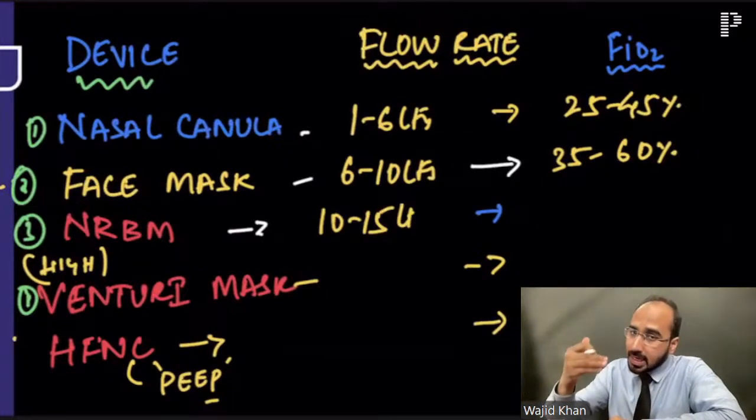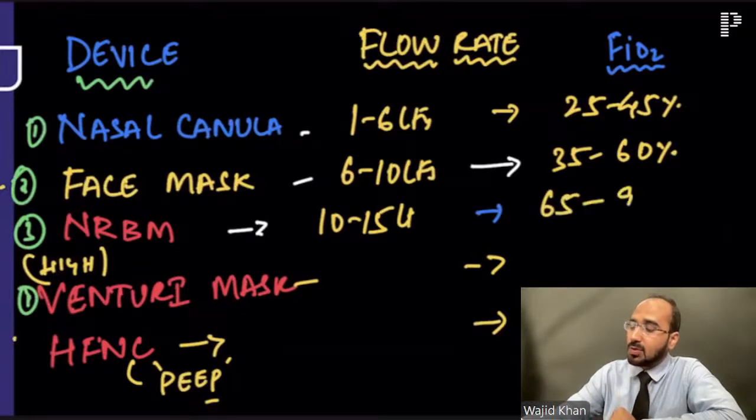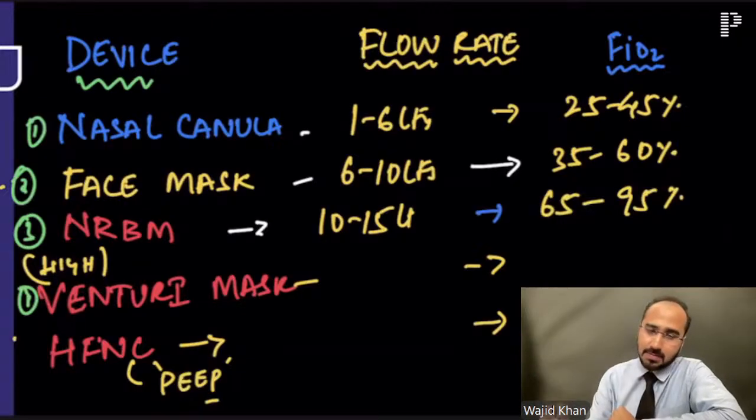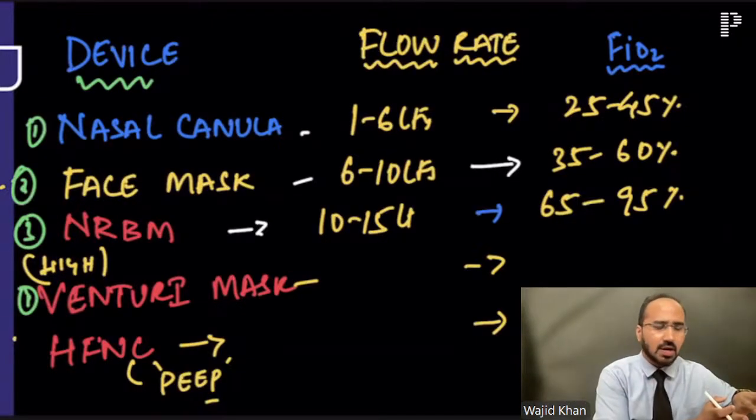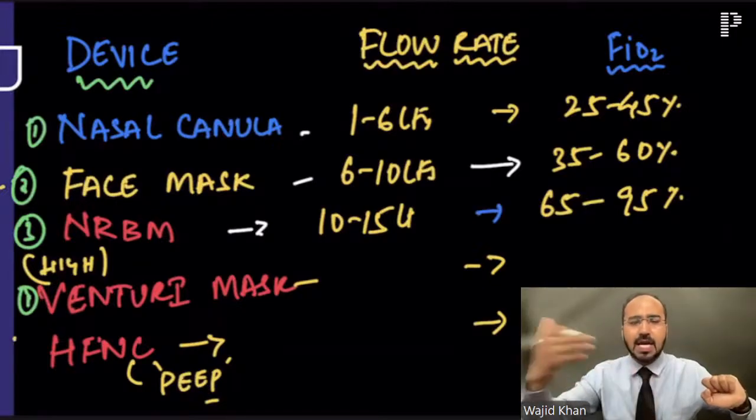We are slowly increasing the flow rate of the oxygen so that his saturation comes up. And how much oxygen will this supply? 65 to 95% of FiO2 can be supplied. If still not improving, what will I tell? If these three masks are not improving, now please bring a high flow device.